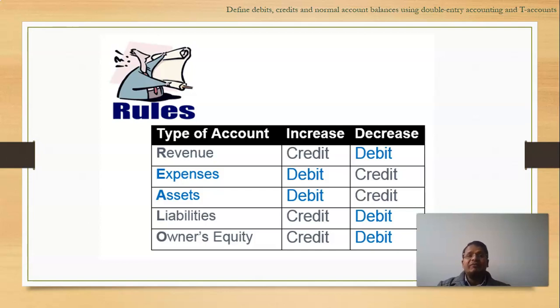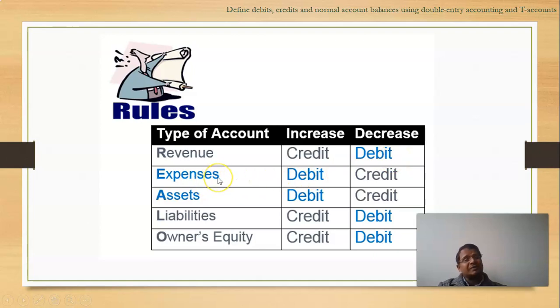If the account is a revenue account, and it increases because of a transaction, say rent revenue, commission revenue, dividend revenue, sales revenue, or service revenue, it should be credited. If it decreases for any event, any incident, any reason, that should be debited.